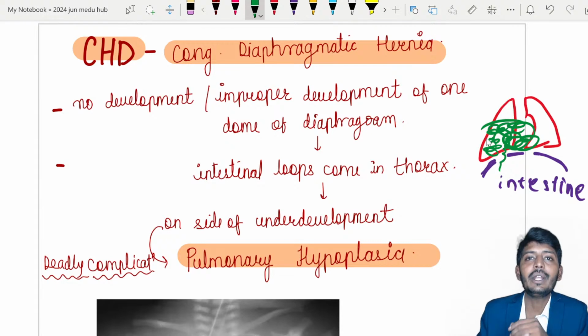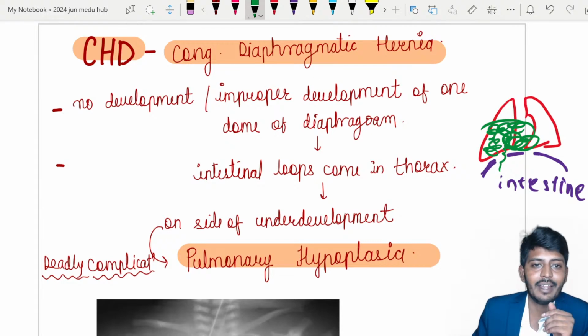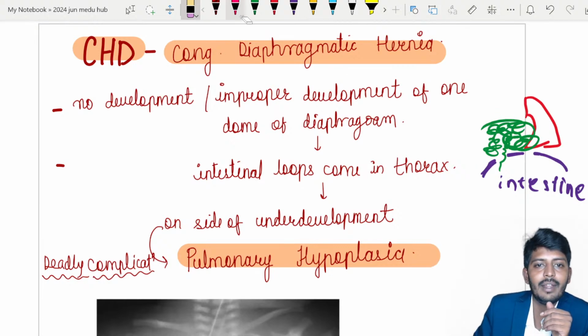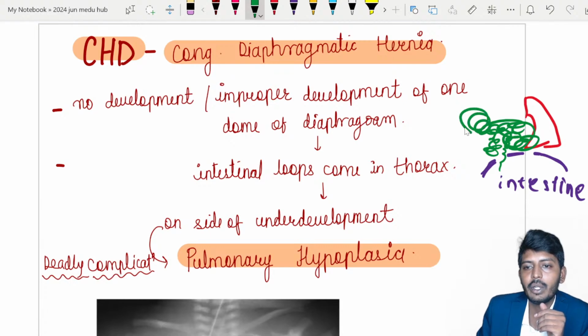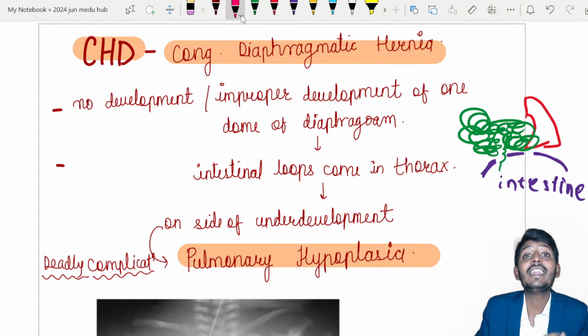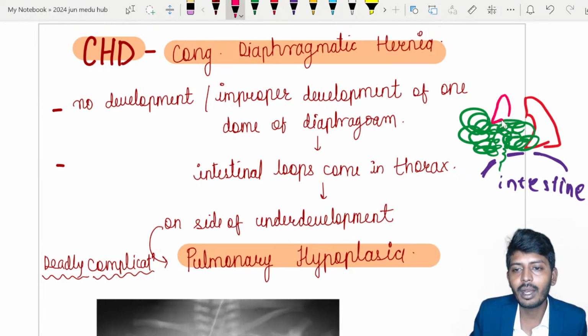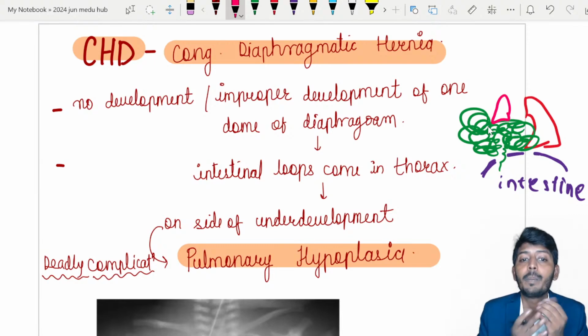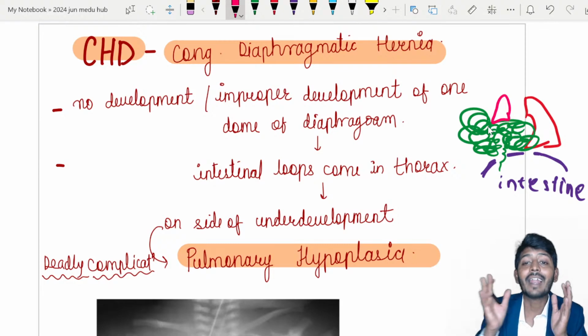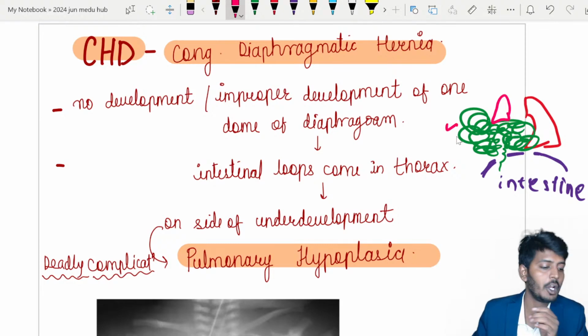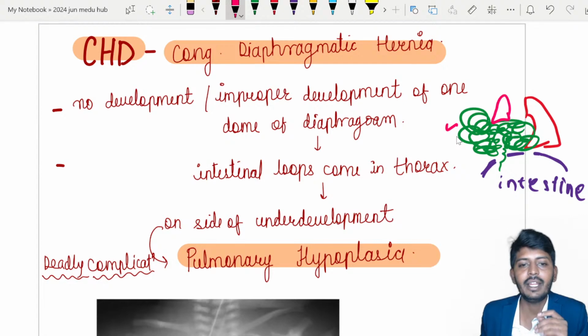So if intestines come into the thorax, what will happen? Let's solve this problem very simply. All the intestinal loops came into the chest cavity. Now this is a congenital condition, so during the development of the baby itself, this scenario will occur. It will compress one lung, because the lung cannot expand or grow properly. If the lung cannot grow properly, the lung will remain small and all the intestinal loops will come into the thoracic cavity.